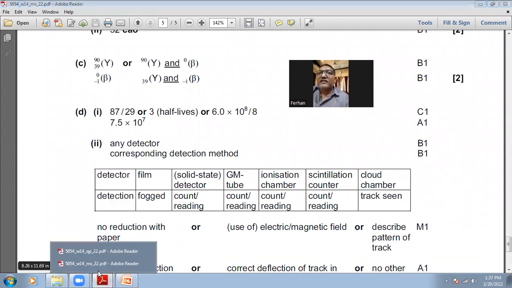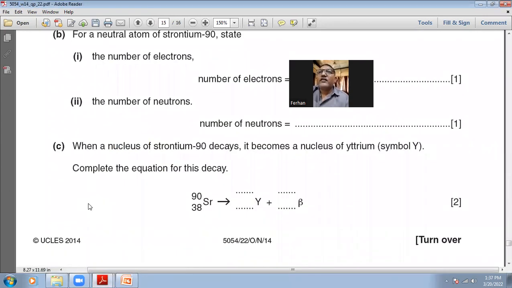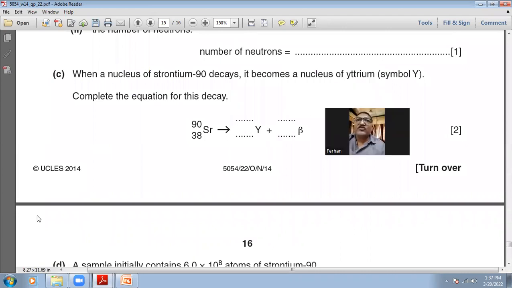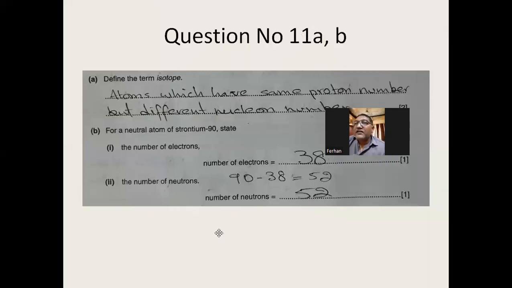The next part is a 2 marks question. It says, when a nucleus of strontium-90 decays, it becomes a nucleus of yttrium, symbol Y. Complete the equation for this decay. Okay. So here you will write -1, and on top you write 0. Here the proton number will be increased and the mass number will remain unchanged.